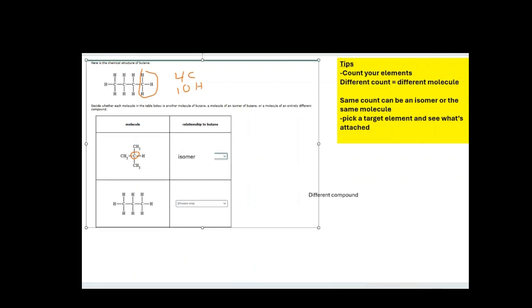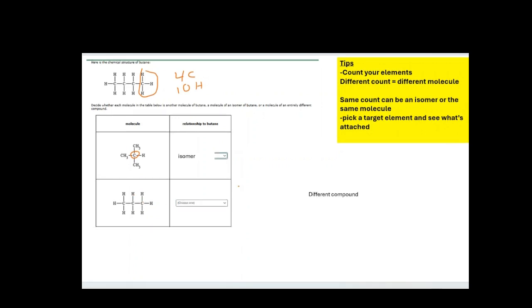Next up, I'm going to again count my carbons and hydrogens. So I notice here I have 1, 2, 3 carbons and 1, 2, 3, 4, 5, 6, 7, 8 hydrogens. So of course, I'll just write that here: 3 carbons and 8 hydrogens. And because that doesn't match up with the number I have up top, I simply follow the rule of identifying this as a completely different compound in general.